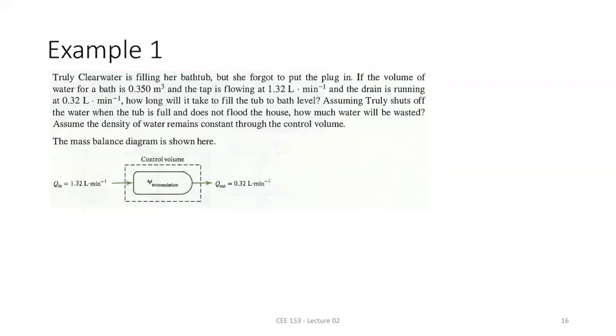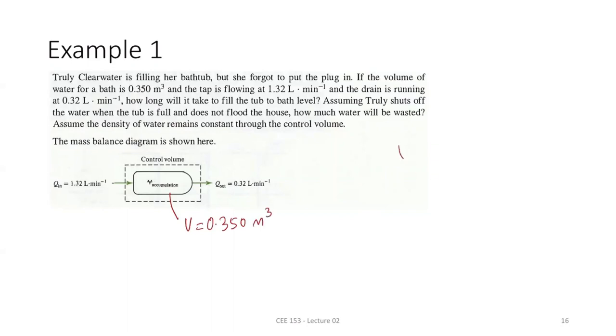All right, example one. Truly Clear is filling her bathtub with water, but she forgot to put the plug in. If the volume of the bathtub is 0.350 meter cube, so that's the volume of the bathtub. The tap is flowing.